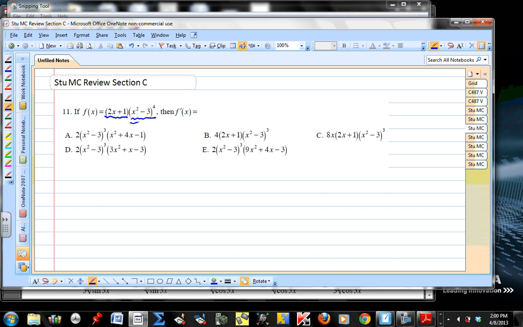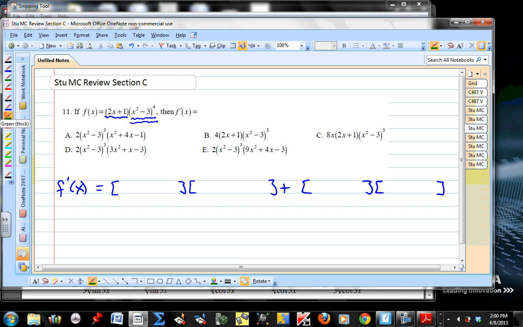Let's call this quantity x squared minus 3 all raised to the fourth power our second function. And you remember that with the product rule, our derivative is going to be the first function times the derivative of the second function plus the second function times the derivative of the first function. So let's fill in the blanks. So the first function, 2x plus 1, times the derivative of the second function.